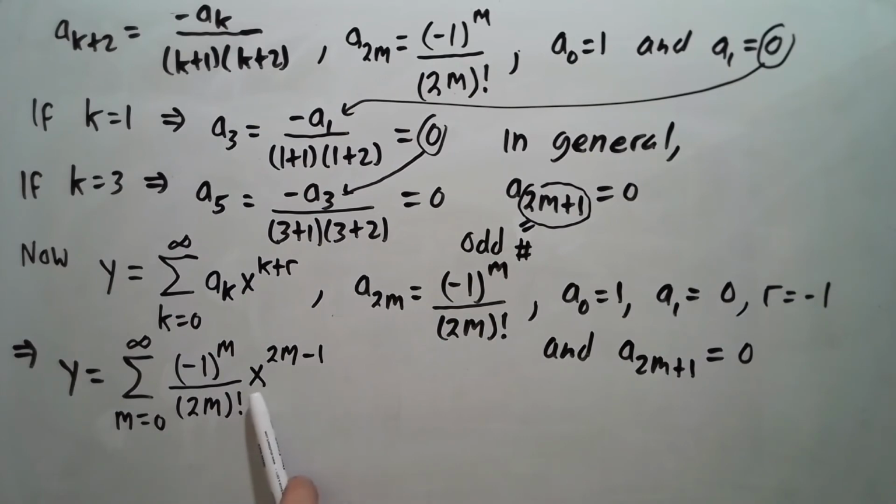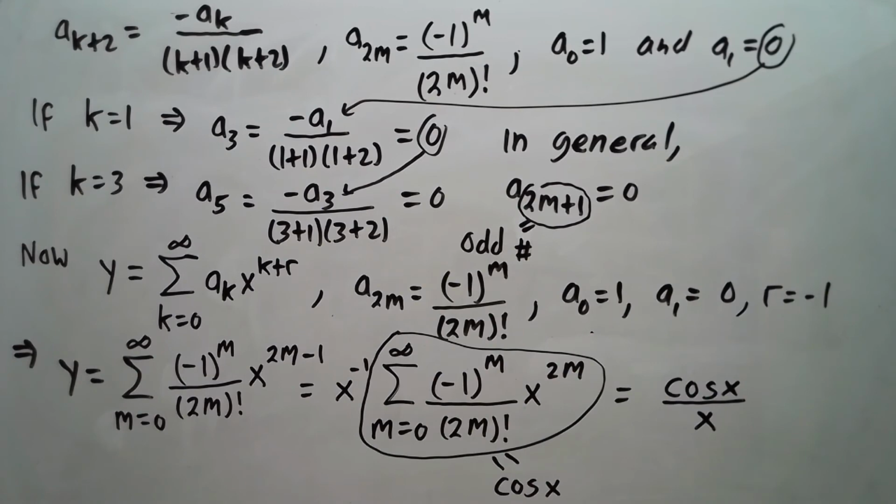I've got an x to the minus 1 here, so I'm going to pull it out in front. Doing that, we get this remaining here, and you can note that this is actually the power series for cosine of x. You can look that up. So this can be replaced with cosine of x, and the answer then will be just cosine of x over x. This is the answer for case 1.